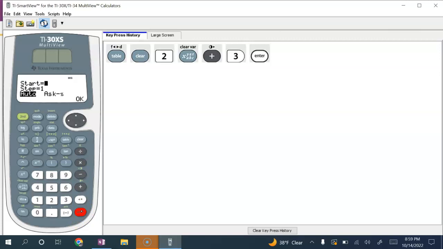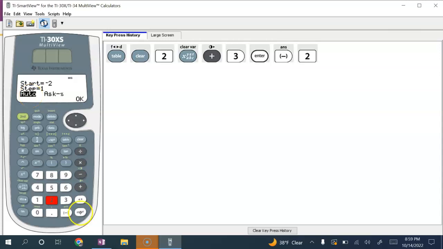For your start point, I would start with that first number that we put in our chart, which was a negative 2. Now your negative sign is down here by the enter key. So negative 2 is where I'm going to start. You're going to want to leave everything else as it looks right here. So leave the step on 1 and leave that auto option selected.